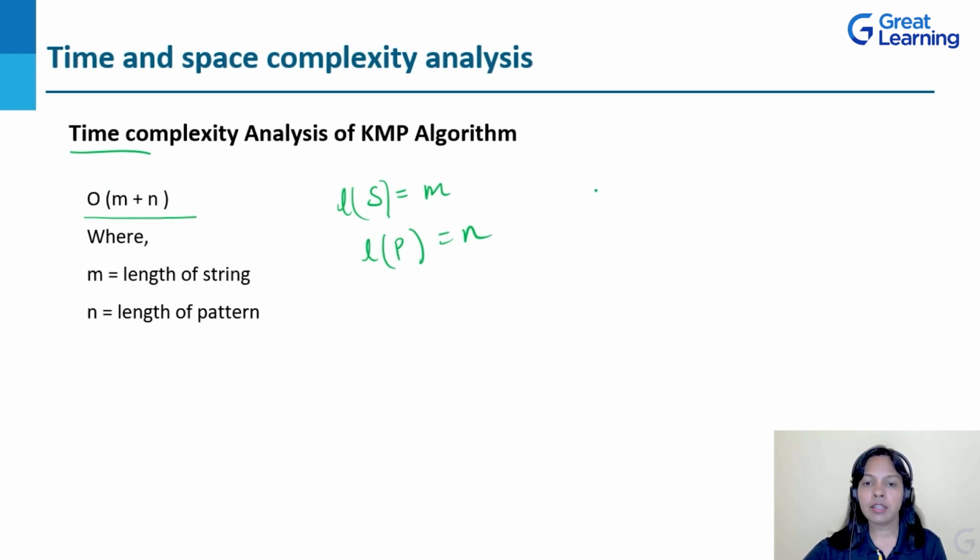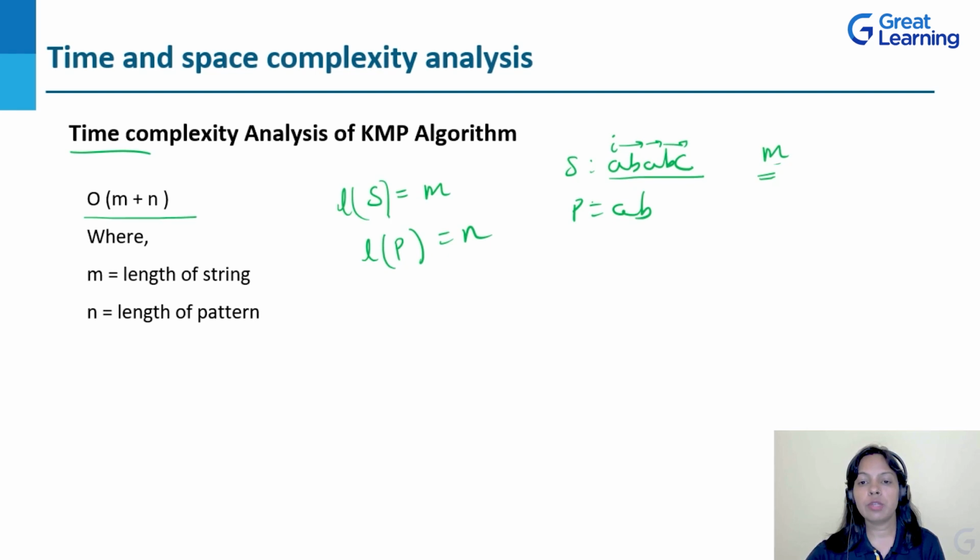Why is it m plus n? To understand that, let us understand in this way. Suppose this was the string and this was the pattern. In that case, we never used to backtrack the string, right? If the pointer started from here, it goes on and on, right? So we have to trace the characters of the string only once. So if there are m characters here, we have to trace it m times, right?